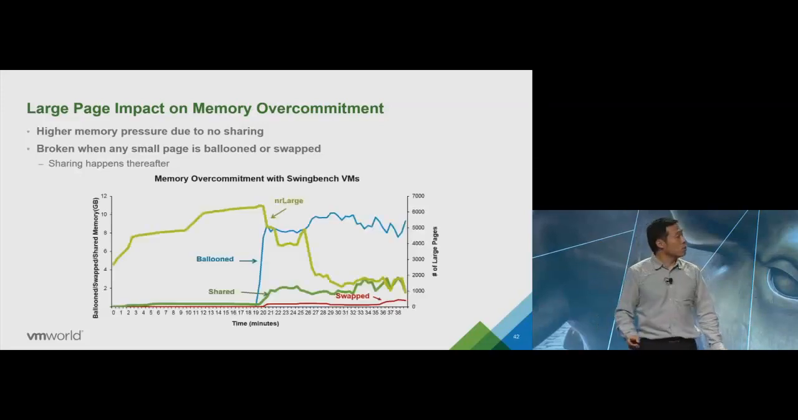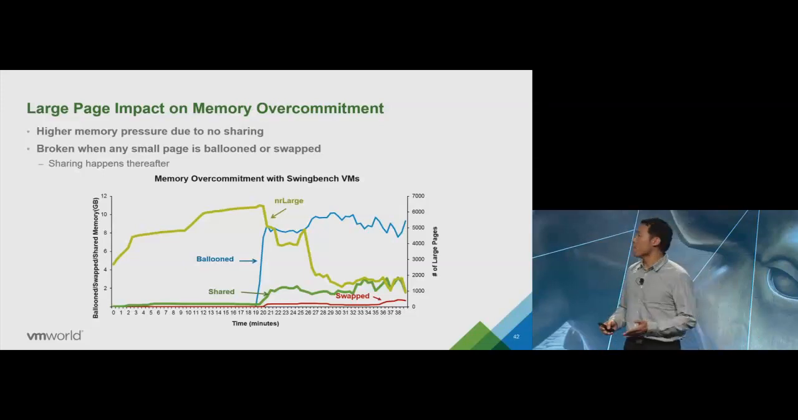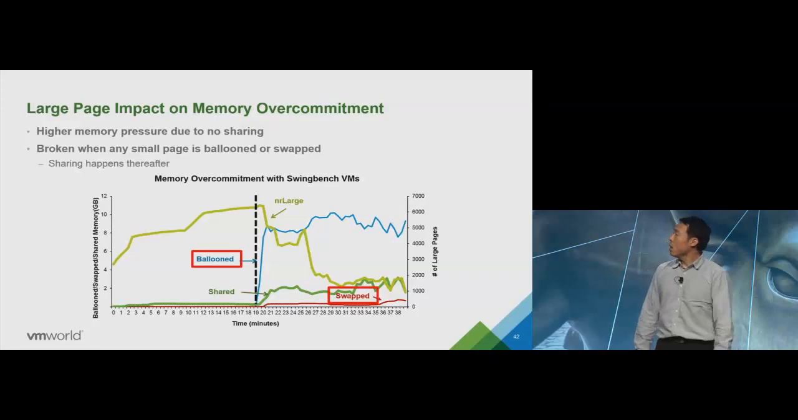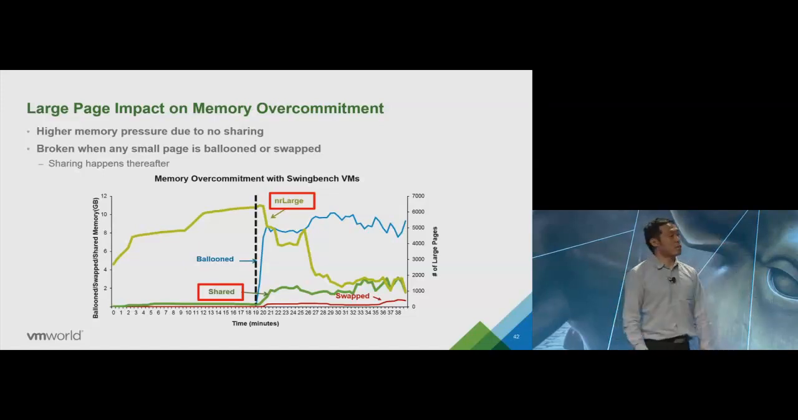I'll give you an example to see what happens when the host is running SwingBench VMs and the host memory is getting overcommitted. This figure looks a little bit complicated, but the key point here is that when host memory is overcommitted and ballooning and swapping happen, the total amount of large pages in the host, which is shown as a yellow line, is getting reduced. This is because large pages are broken, and page sharing happens thereafter. So essentially, when using large pages, ESX by default delays page sharing until the host memory is overcommitted.